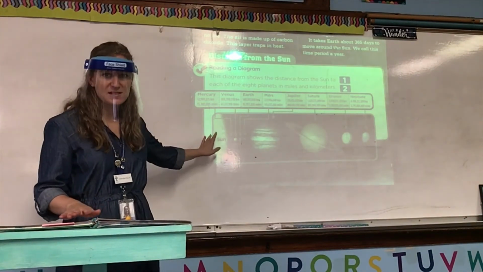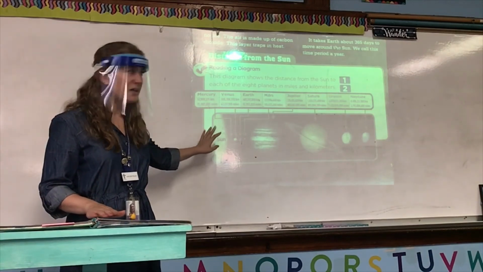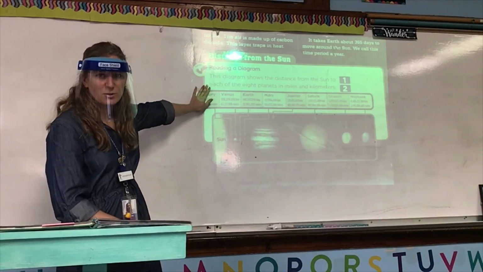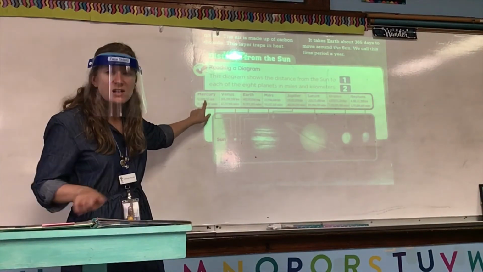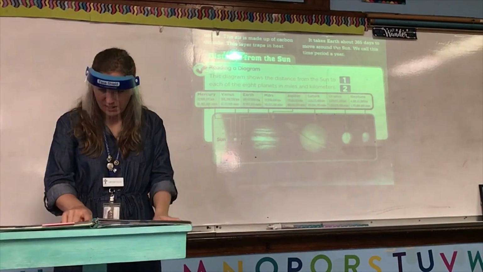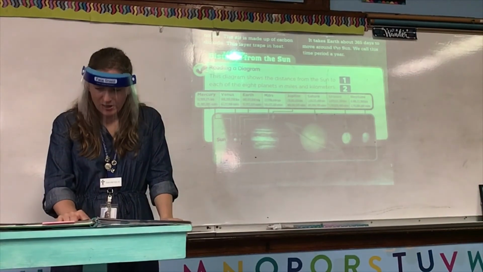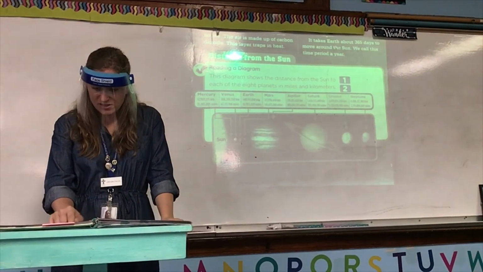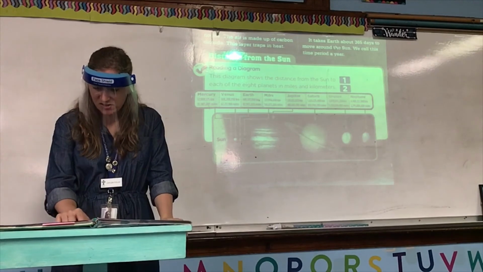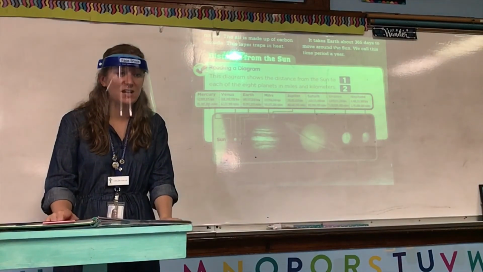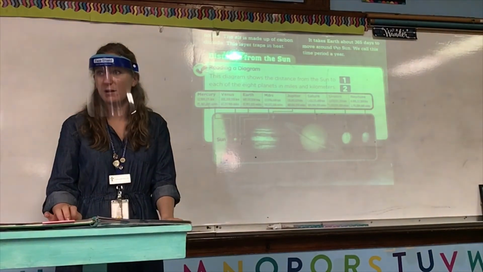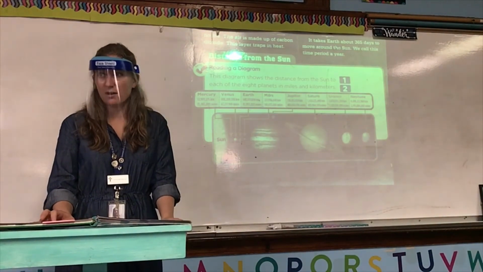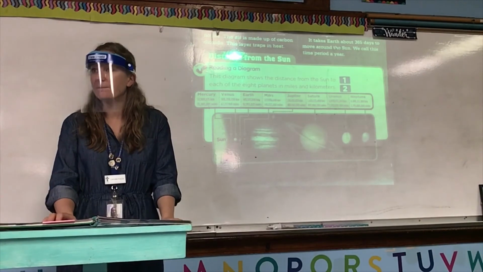You don't have to be able to see it well here, because if I'm pointing to something and you're not sure where I'm looking, you can just think, okay, Miss Bullis is pointing at that part of the diagram, so I need to look at that on my page. It says, reading a diagram. This diagram shows the distance from the sun to each of the 8 planets in miles and kilometers. Now, I was reading that from the book. That meant you needed to be reading it with me. I see some people that aren't even on page 103.